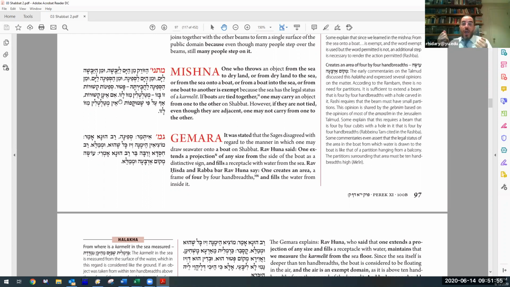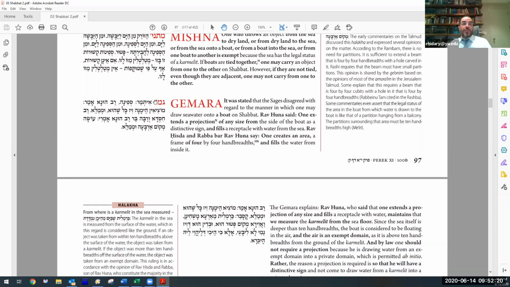If they're actually tied, two boats are tied to each other, then you can lechat techila. You're allowed to carry from one to the other, assuming you make an aruv, same as two houses or two shared courtyards. Imenan kishurot afapishe mukafot. If they are not tied, even though right now they're adjacent, you can't because they might float away from each other. And so they're not considered sufficiently connected.